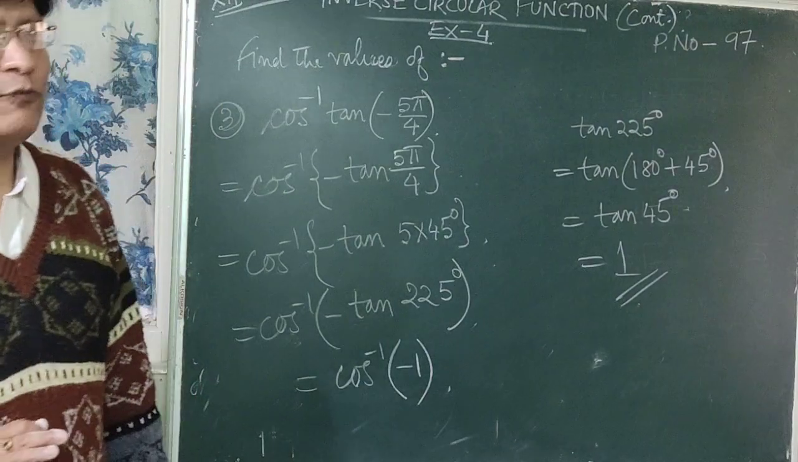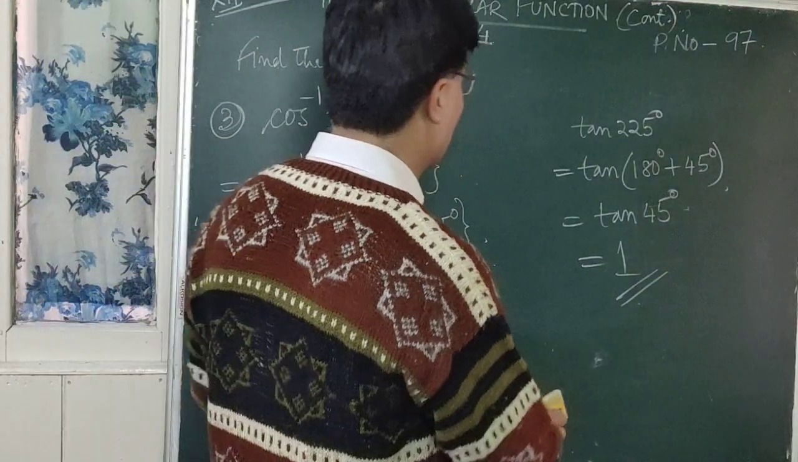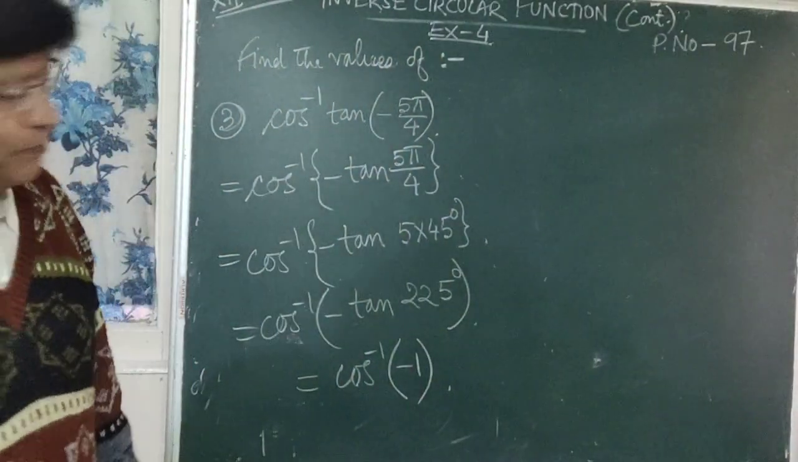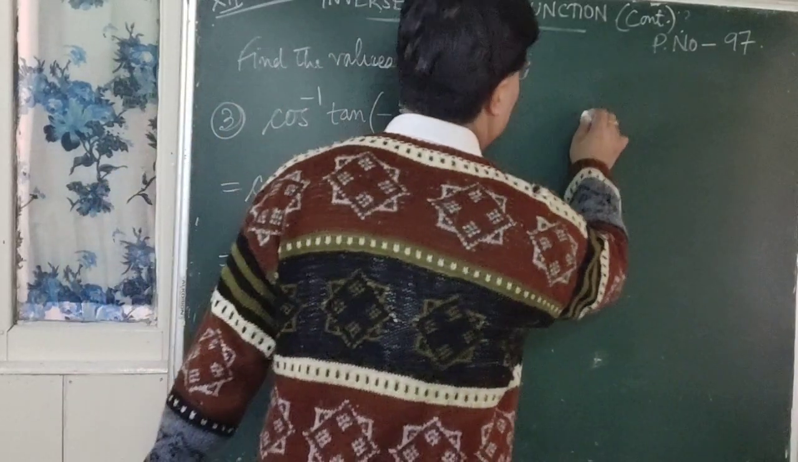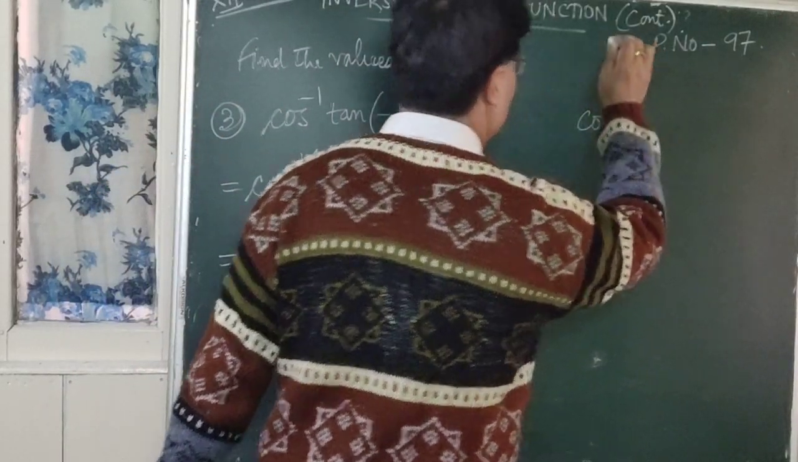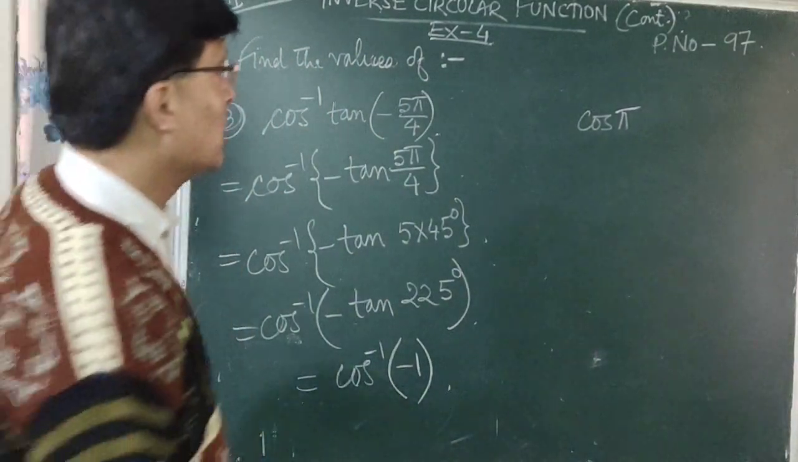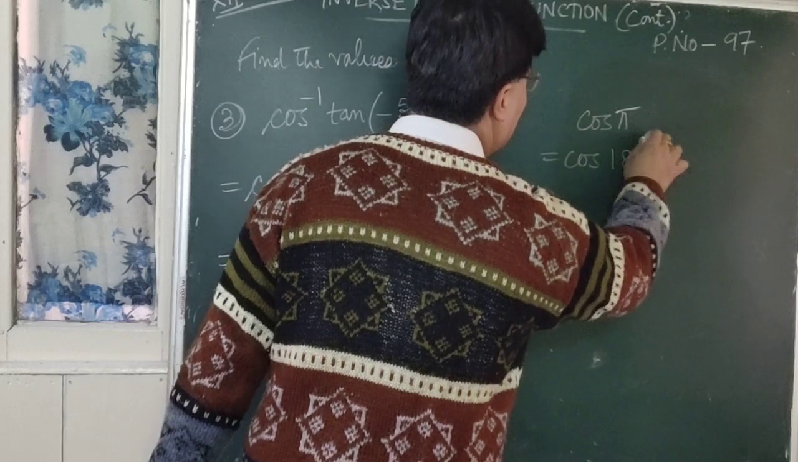Now cos of which angle is minus 1? For this you should remember the value, that is cos pi. Let us find out the value for cos pi. Okay, so cos pi means cos 180 degree.